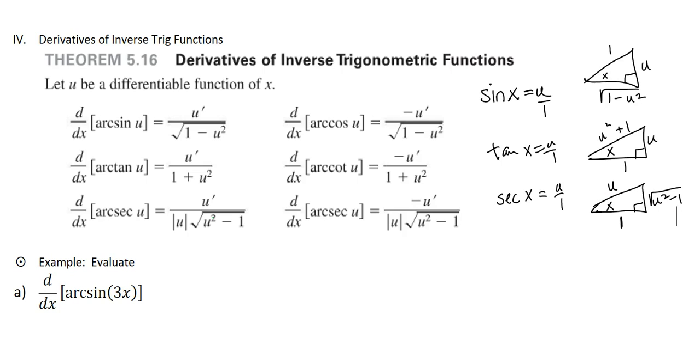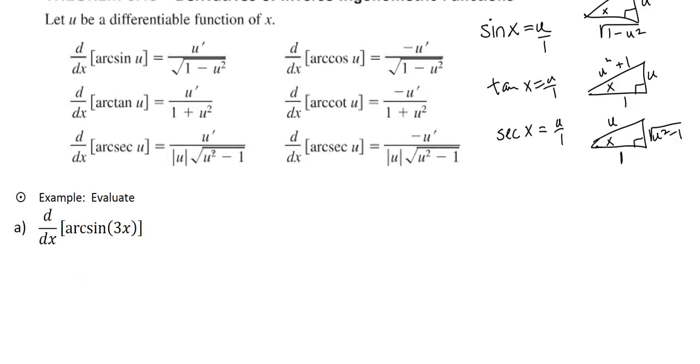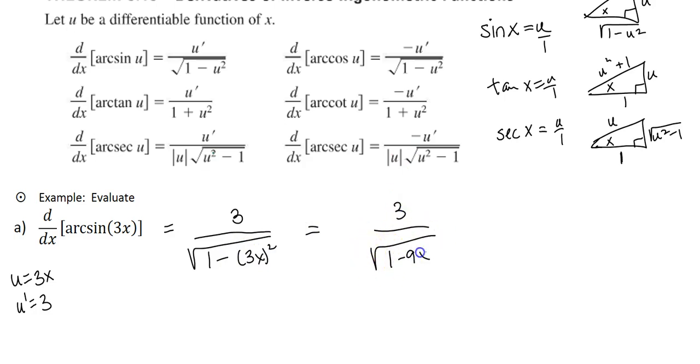So for the derivative of the arc sine of 3x, my u is going to be 3x, which means u prime would be 3. Plugging in, I would have 3 divided by the square root of 1 minus 3x squared. So that'll be 3 divided by the square root of 1 minus 9x squared. And that's how I use that.